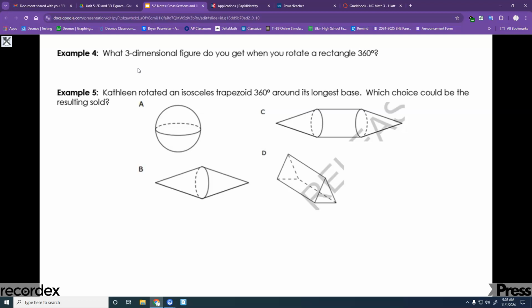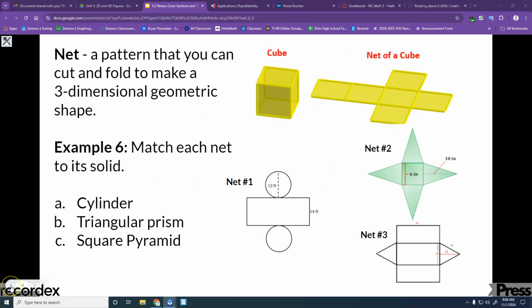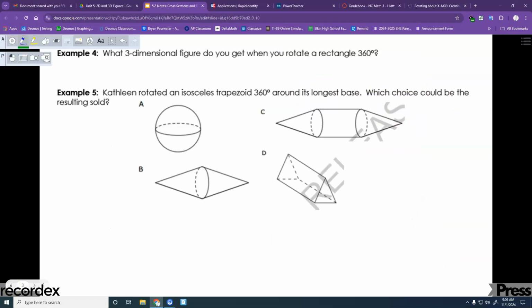I lost my decorations that I usually use for this. The more that you see, the more you can know about it. I know, but that would be a cylinder. Okay?